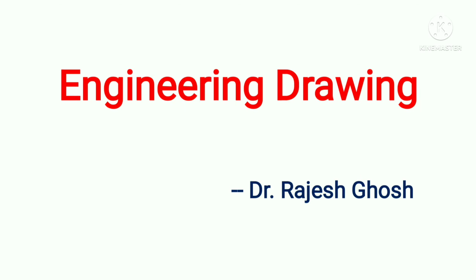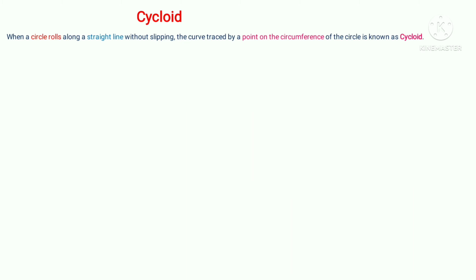In this tutorial, let us check how to draw the cycloid. Here we see the definition of a cycloid. The definition is: when a circle rolls along a straight line without slipping, the curve traced by a point on the circumference of the circle is known as cycloid.